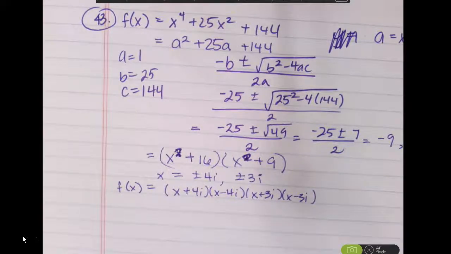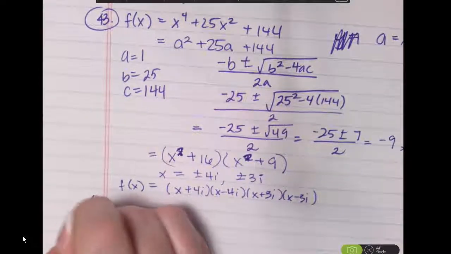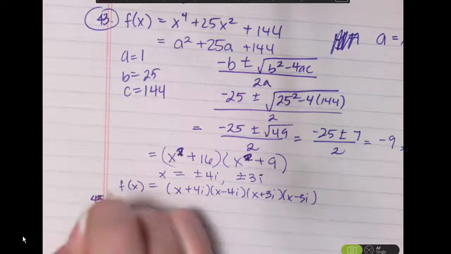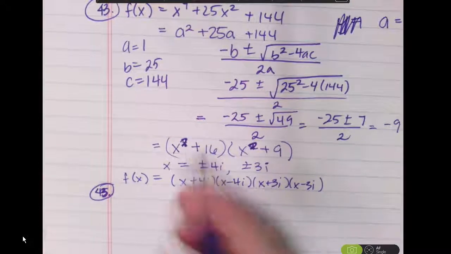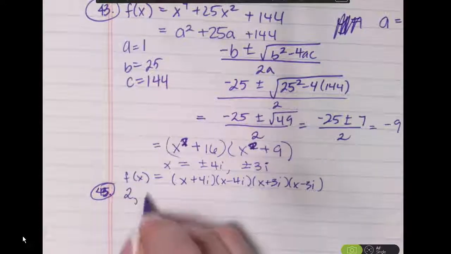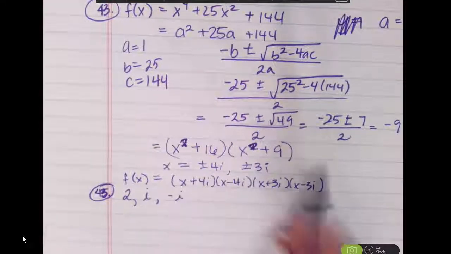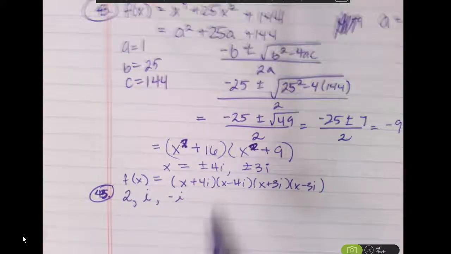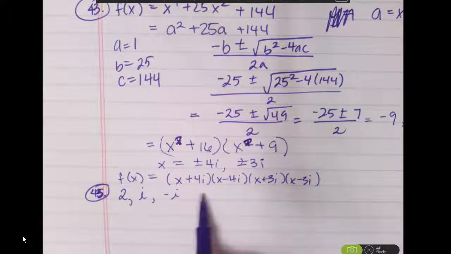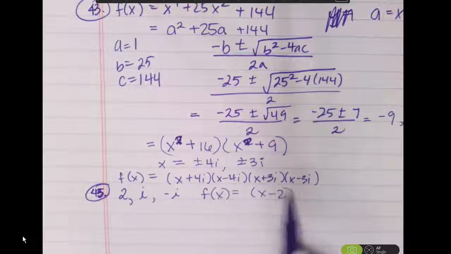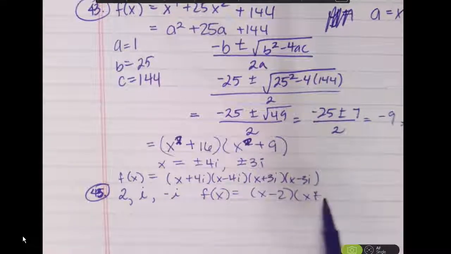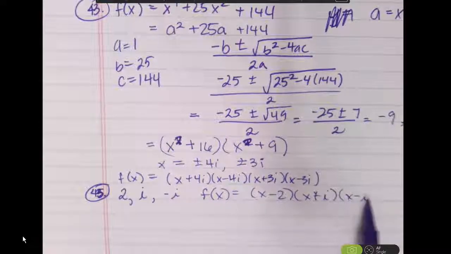Alright, number 45. 45 is, let's see, so now I need to find a polynomial with the given zeros. So here's 2 and negative i. So we've already practiced some of these in class. So we are going to write out our polynomial: x minus 2, x plus i, and x minus i.